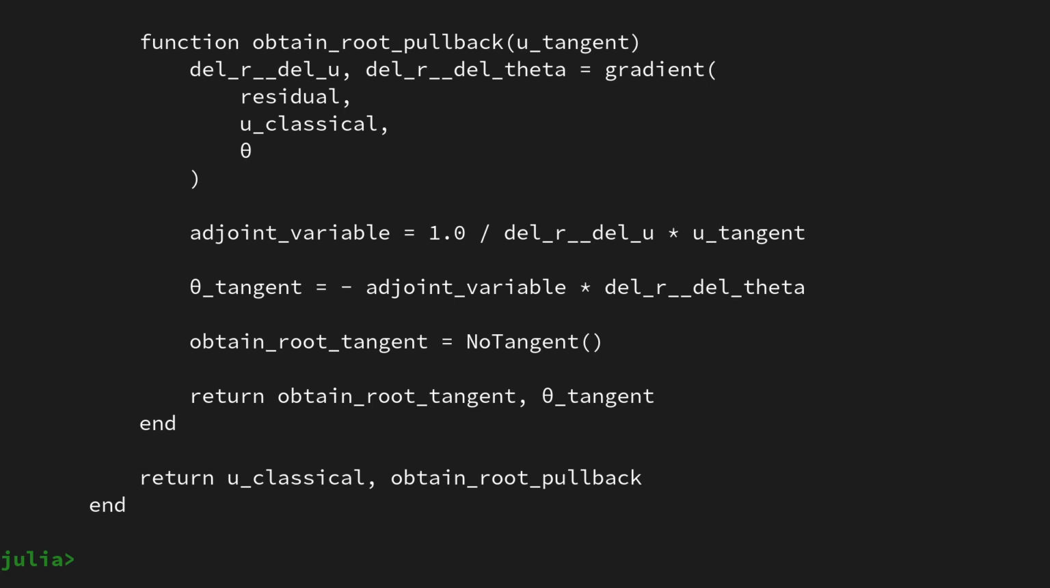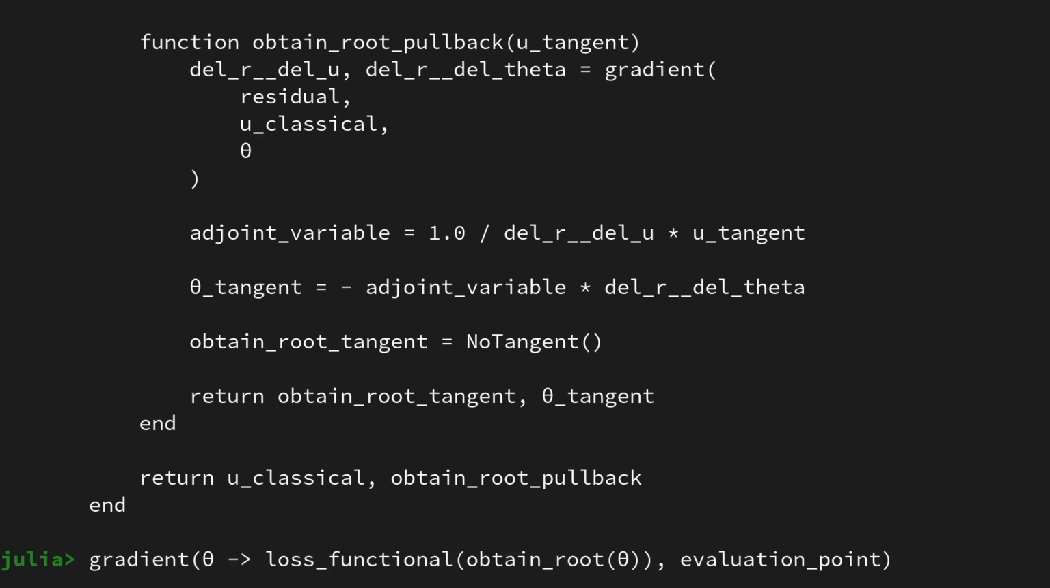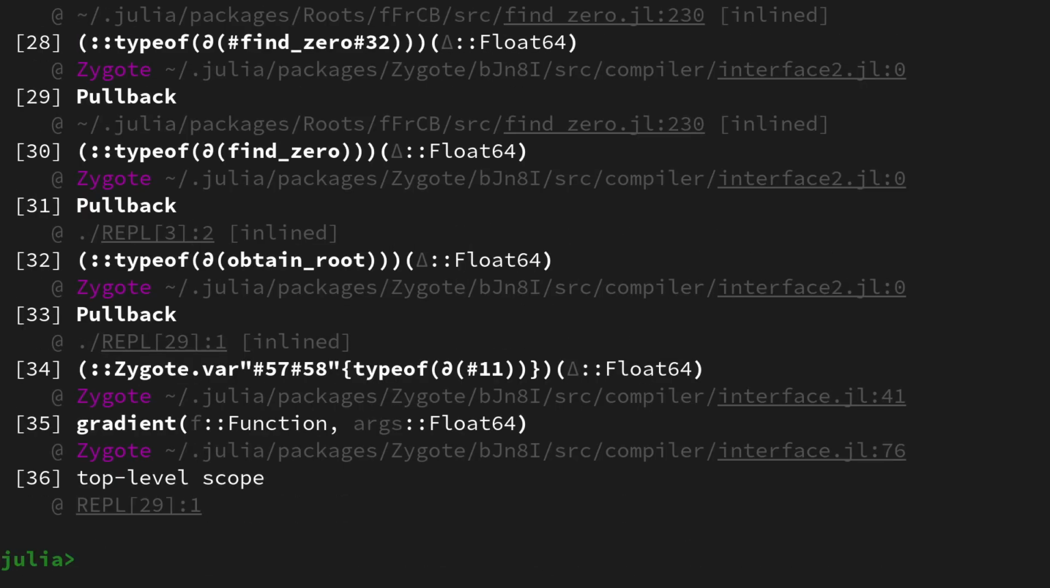Let's now try again to use the gradient function from Zygote on our chain. So this is the one we had before. And let's run it again. And we see, oh no, it still raises an error. And that's not because we made a mistake in this adjoint rule implementation, but rather because Zygote is not yet aware of that rule.